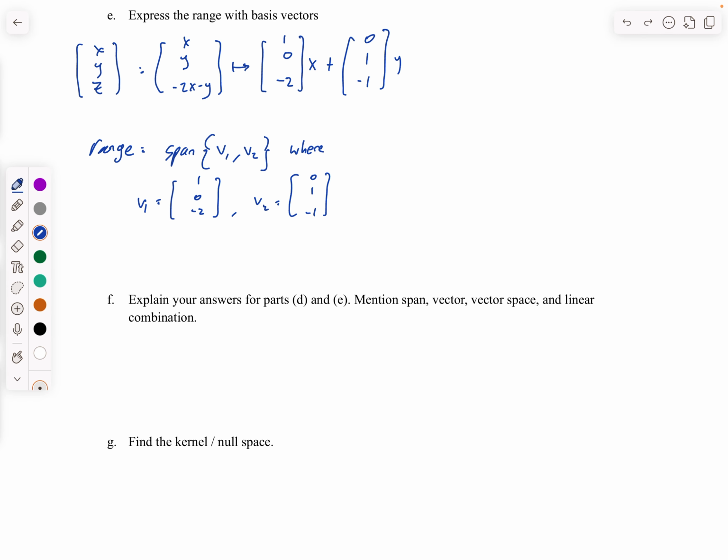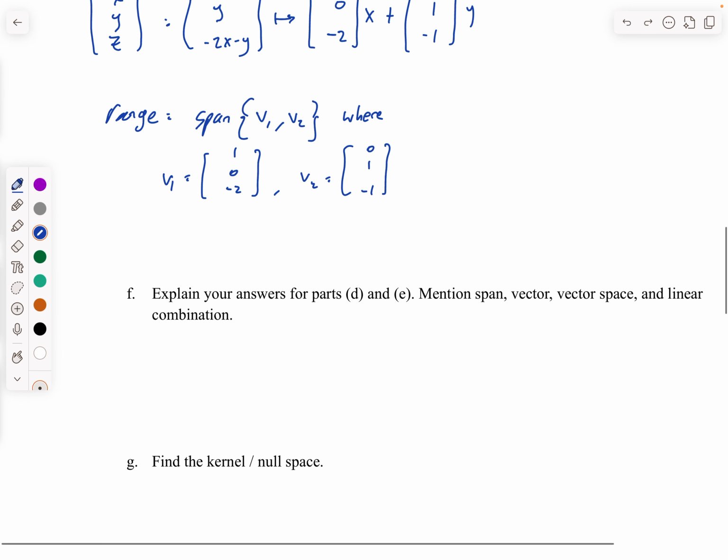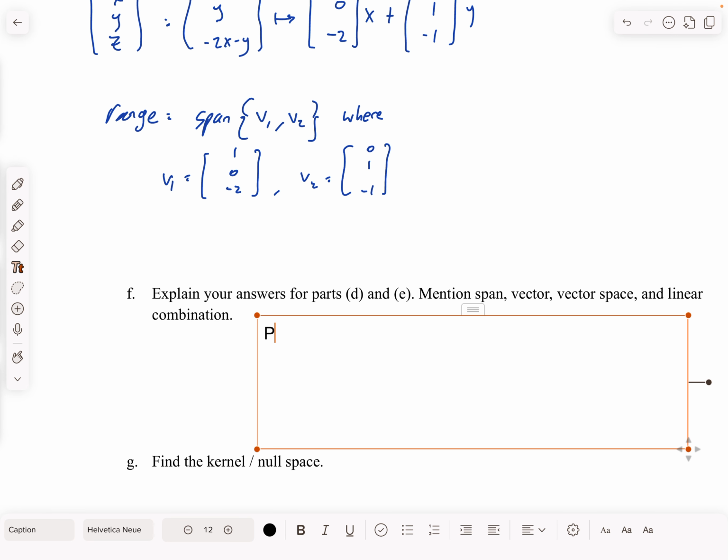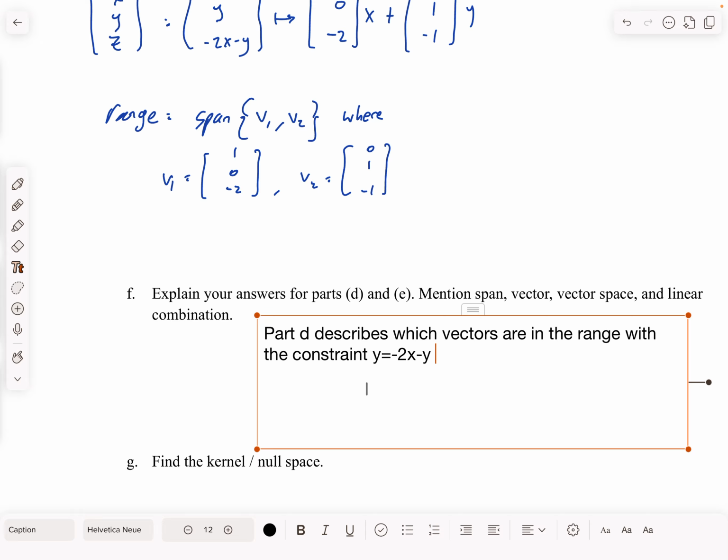So explain your answers for part D and part E and mention these 4 vocabulary terms. Okay, so I'll type this. Part D describes which vectors are in the range with the constraint that we talked about, which was z equals -2x minus y. Pardon me, this is z.